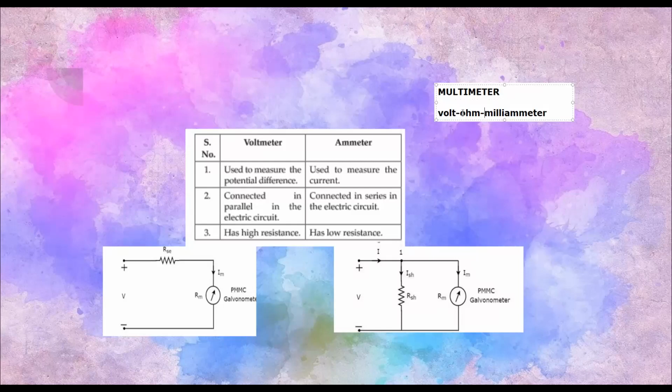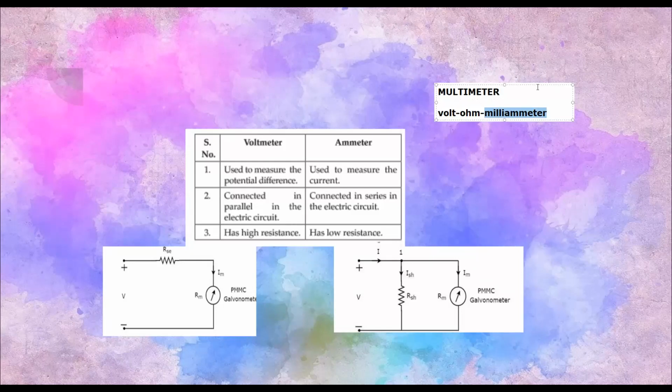Kyun? Kyunki usme kya kya measure hota hai? Volt measure hoga, that is voltage, potential difference. Ohm matlab resistance, milliammeter matlab current measure hoga, isiliye usko multimeter bola jata hai. Okay, so the same mechanism can be used in different ways according to the usage. Fine. So a DC voltmeter, AC voltmeter, DC milliammeter, multi-range ohmmeter, sab ban sakta.